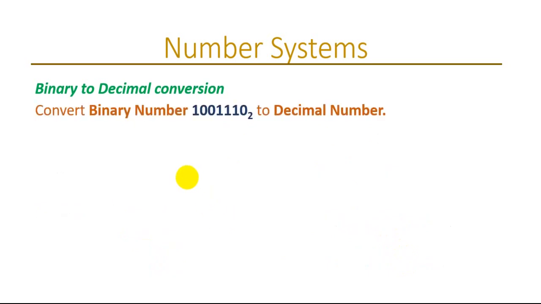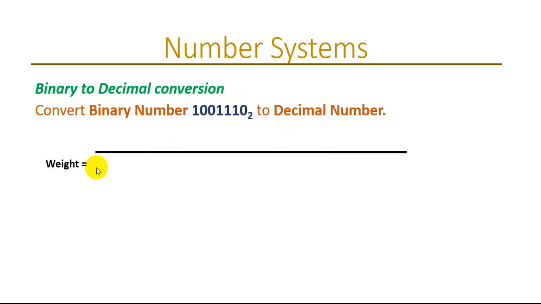This time a bigger number than the previous one. This time we have 1001110. This is a binary number. Remember, binary numbers cannot have any digits other than ones and zeros. So this is a valid binary number. It can't have any other number. This 2 is not part of the number. This 2 is just to show that this is a binary number, or you can put B. It doesn't matter. Anyway, we are trying to convert this binary number to decimal. Again, let's see.